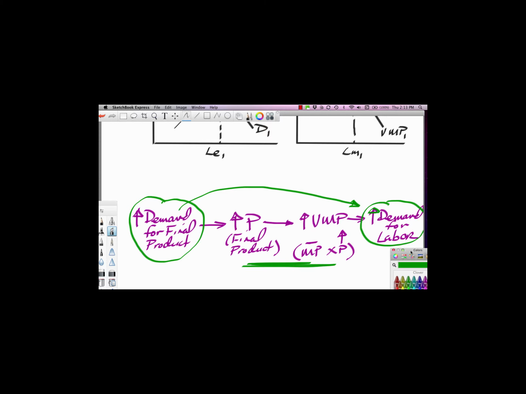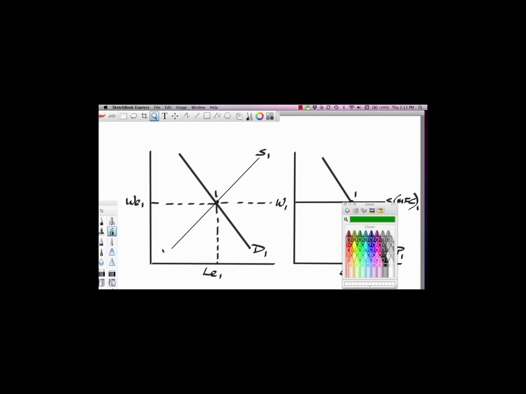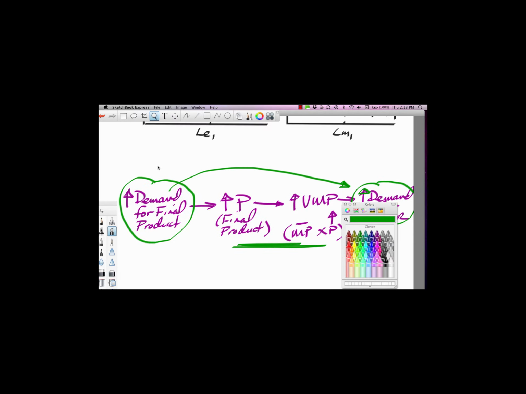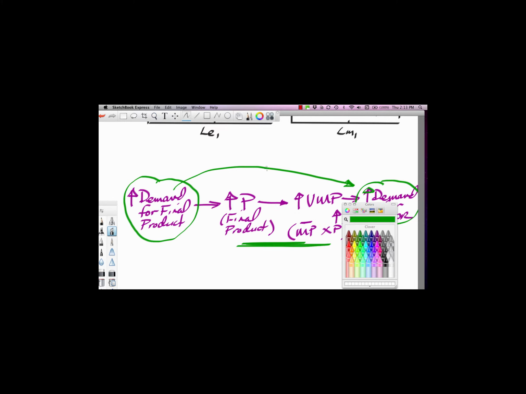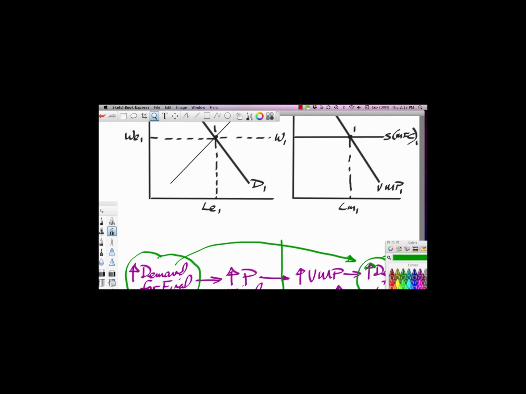All right, so let's go ahead and go up to the model, and let's actually illustrate this. Now what I'm drawing up here is not the product market, but I'm drawing the labor market. So let me just show you this: the left side of this model is the product side of the model. Okay? And then this is the labor side of the model. So what we're going to be illustrating is this right side over here. Okay? Let's go ahead and do that.